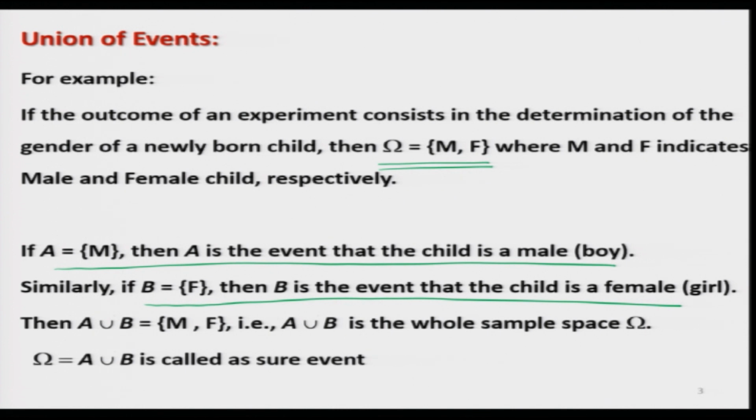Now since there are only two simple events here, A and B, this A union B will be the collection of M and F. So in this case you will see that this A union B is the whole sample space omega, and we had learned in the earlier lecture that this event omega, equal to A union B in this case, is called the sure event, that definitely the child will be either male or female.